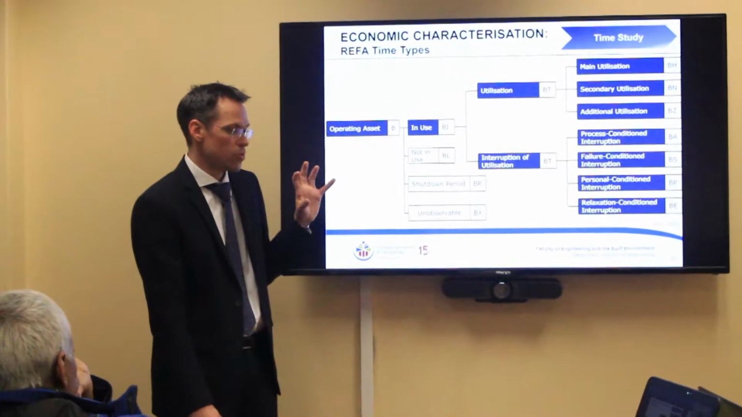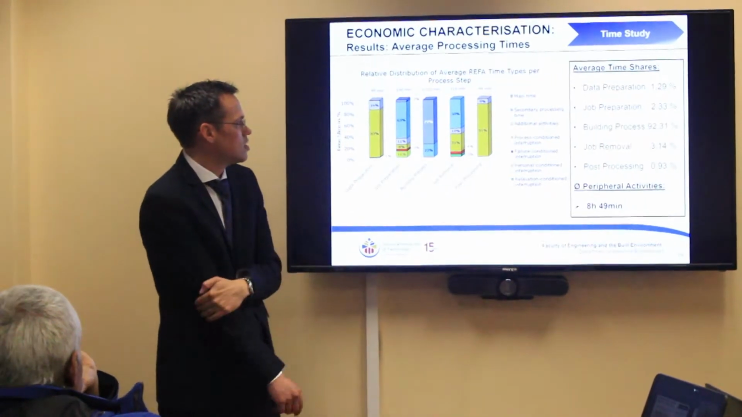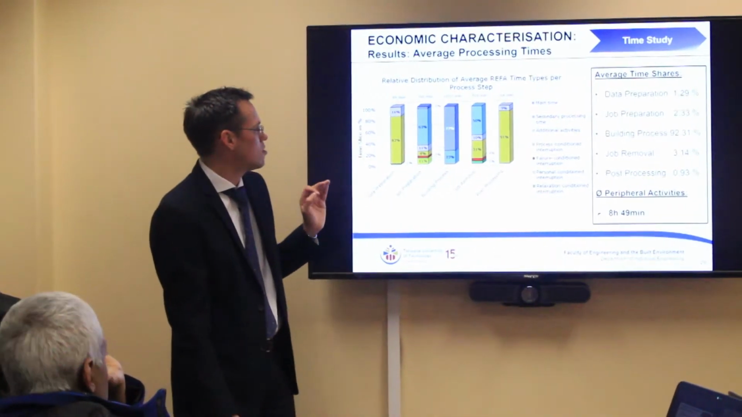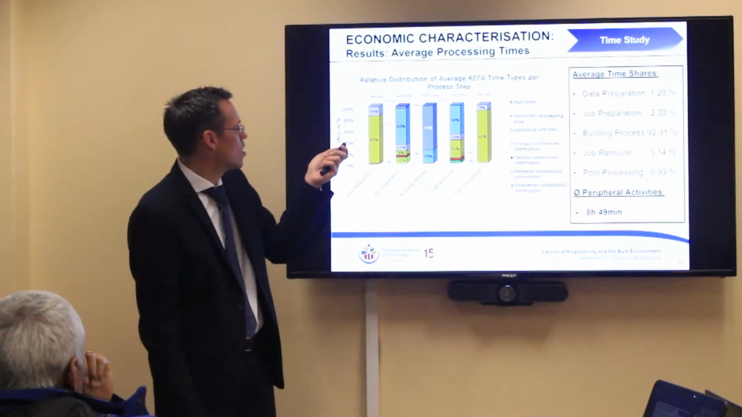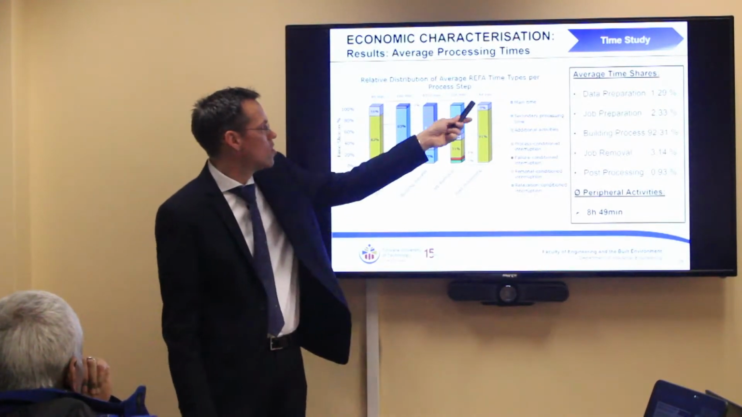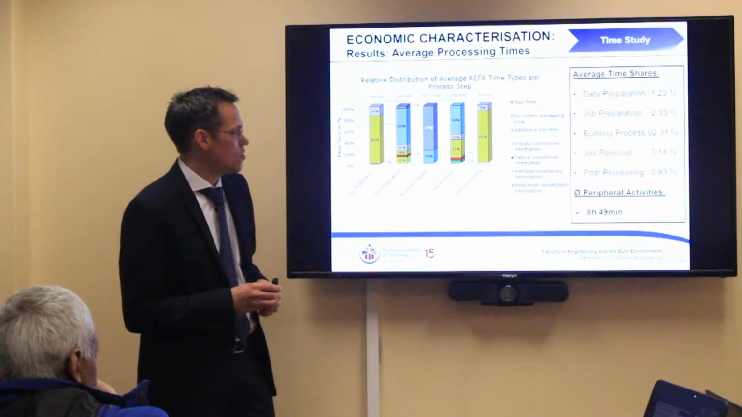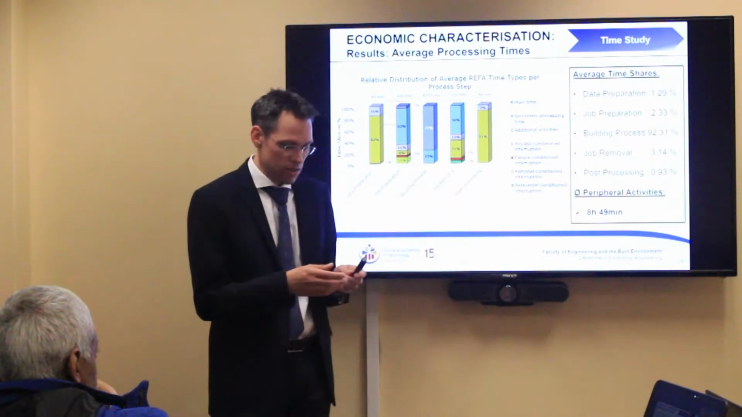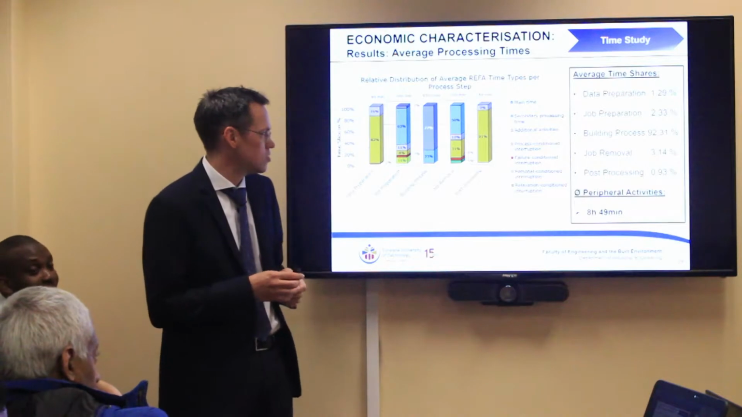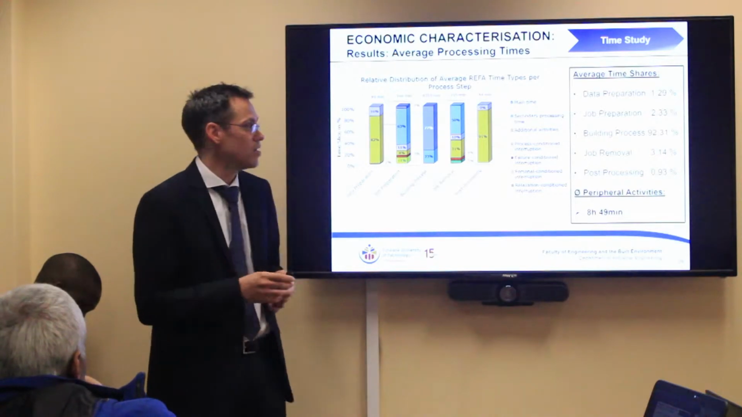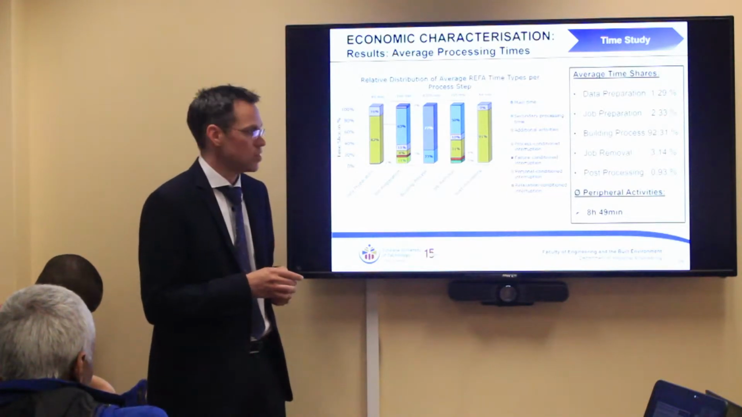Here, these are several time types, which I don't go into detail now. They are just a measurement for process optimization. So here you see the distribution of the times throughout the several process steps. The main important thing on this slide is the processing times here on top for the process preparation and post-processing steps, because these times will reoccur for every process that you conduct. I call these peripheral activities, which sum up to nearly 9 hours, which means if you want to start an SLM process, you need to consider an entire day for process preparation and post-processing.